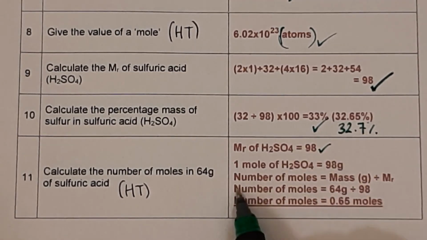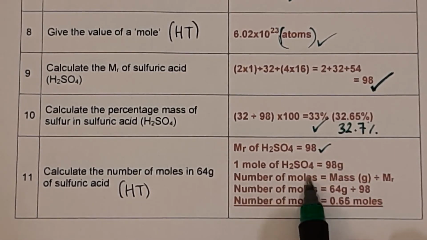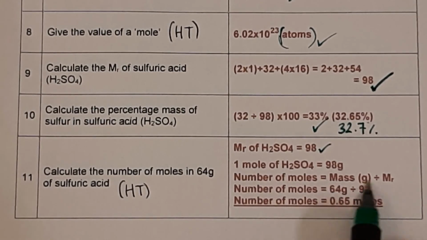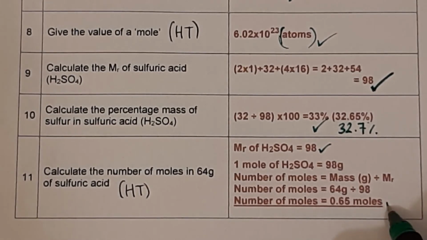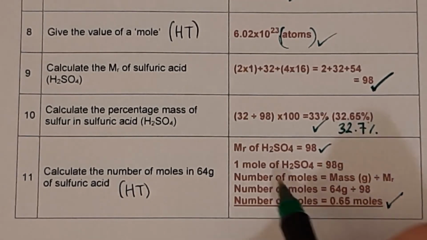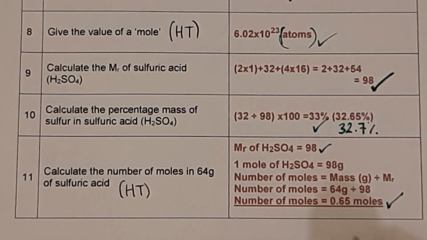And so that makes 98 grams for 1 mole. The number of moles is the mass divided by the relative molecular mass, so it's 64 divided by 98, which gives us 0.65 moles. If you got it wrong, then make sure you write down each of these steps here to show how it was worked out, so you know what to do next time.